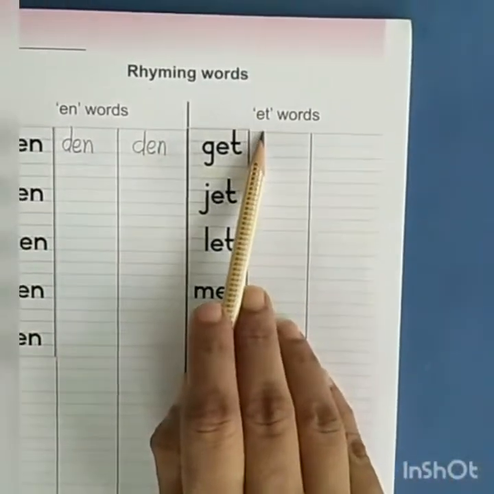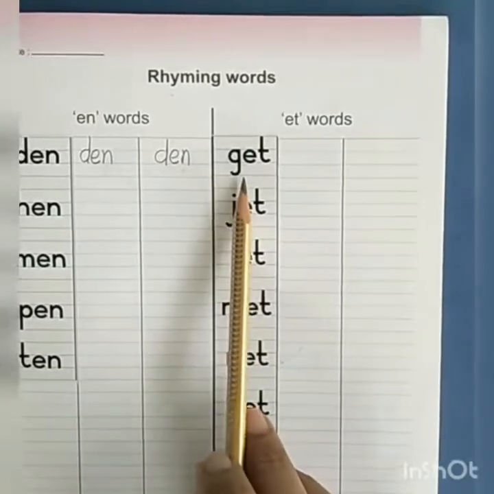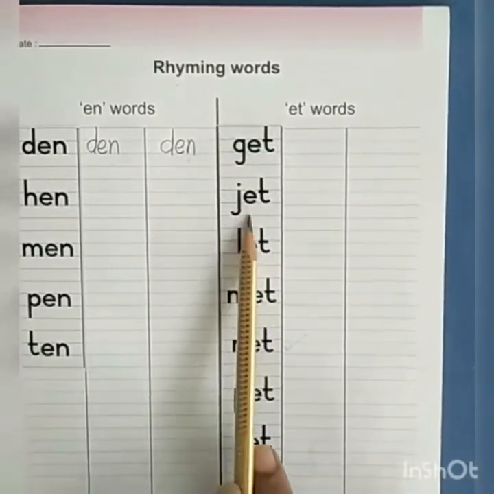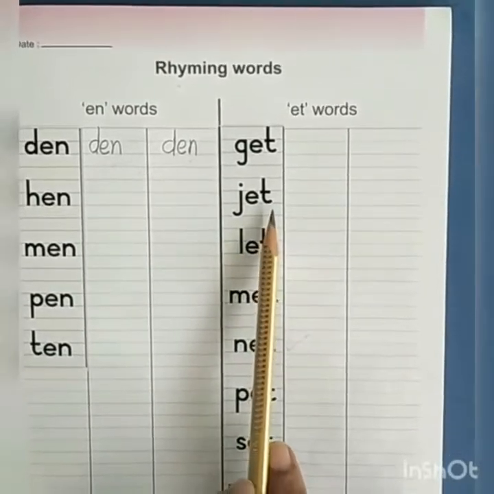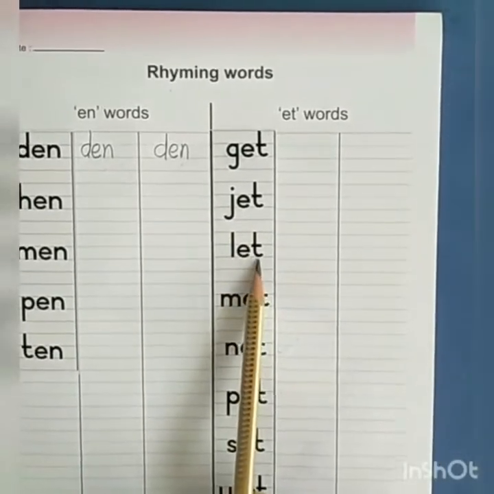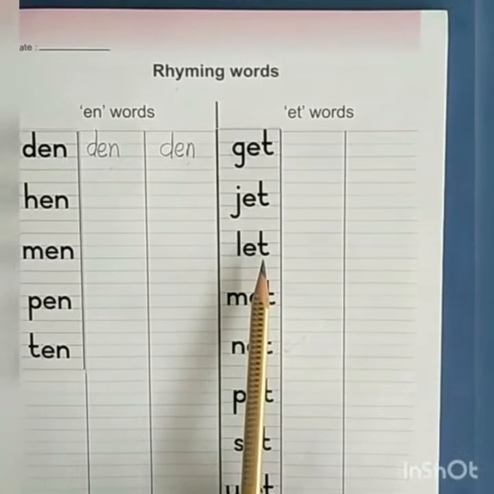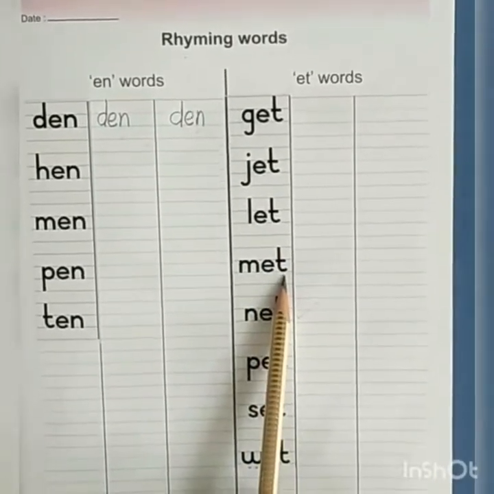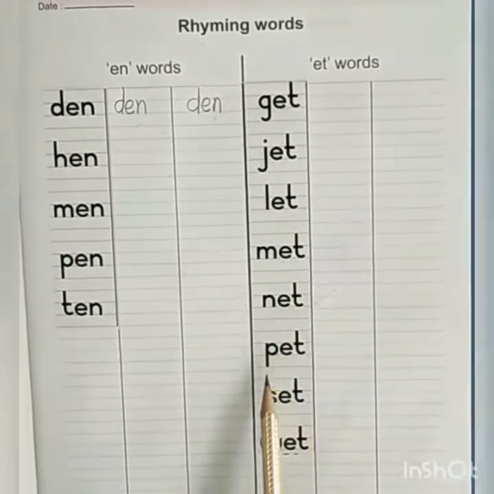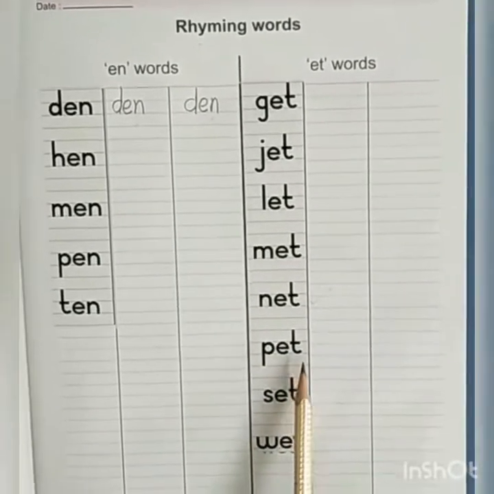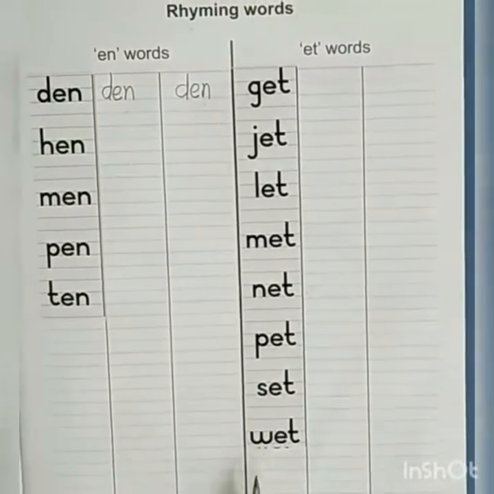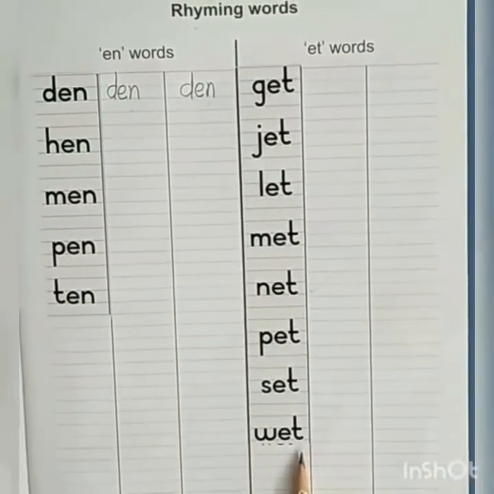Now here ET rhyming words are given. First we will read the spellings. GET, get. Get means to receive. JET, jet. Jet means jet plane, flight. LET, let. Let means let me do the work. MET, met. Met means to meet. NET, net. PET, pet. Pet means a domestic animal. SET, set. Set means to arrange. WET, wet. Wet means damp.